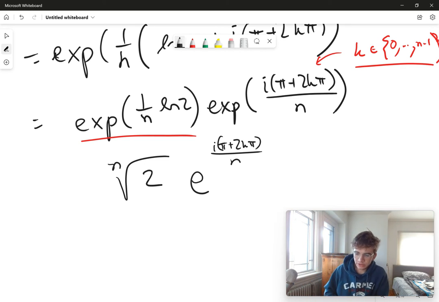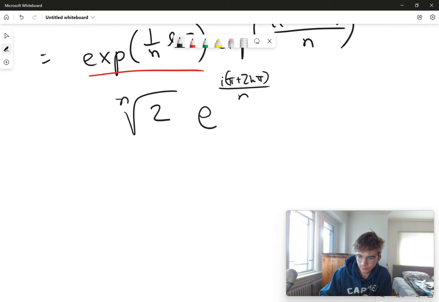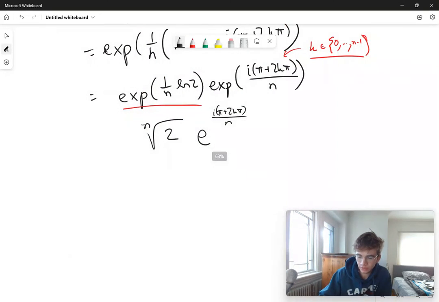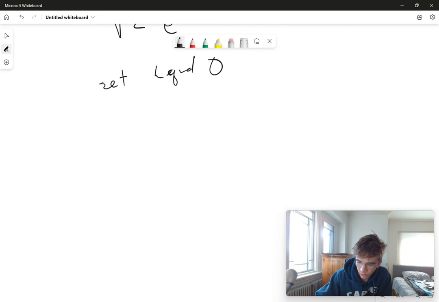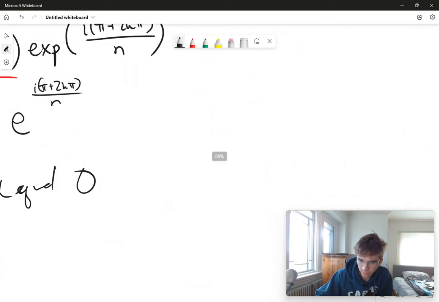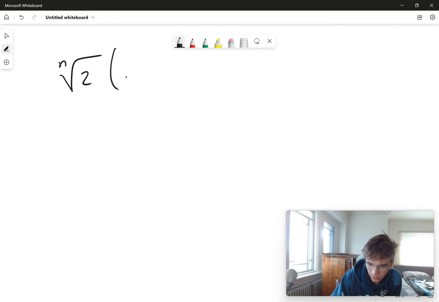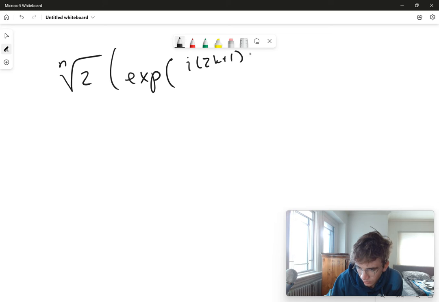And so what does this sequence actually look like? Well, if we just set k equals 0, then we're going to get something that looks like this. So I'll rewrite the formula so y'all can see it. We have the nth root of 2 times exponential of I 2k plus 1 pi over n.